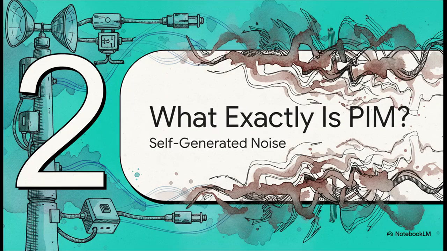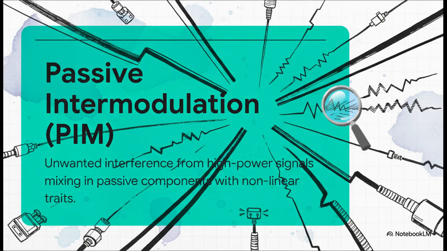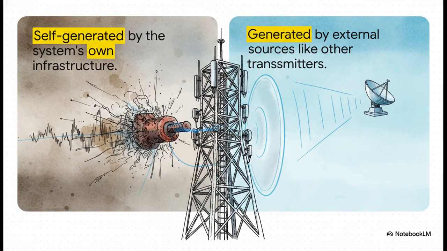So if the network is making its own interference, what are we actually talking about here? Let's put a real definition to it. What exactly is passive intermodulation? Okay, here's the official technical definition. PIM is unwanted interference that gets generated when high-power RF signals mix together inside passive components, things that shouldn't be creating signals at all, that have what are called nonlinear characteristics. Now, nonlinear sounds fancy, but you can just think of it as any imperfect connection or material.